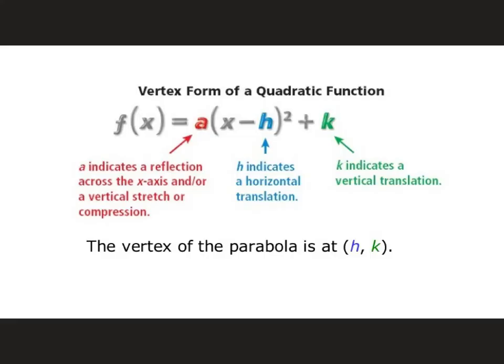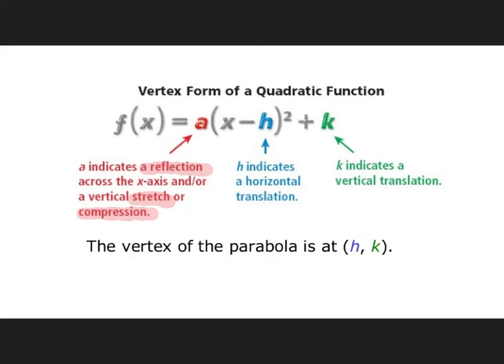All right, so next we have our vertex form. The numbers in our vertex form, these A, H, and K's, are always going to be some type of number, and it's going to tell us what type of transformation we're doing to our parent function. So our A out front tells us if we have a reflection, or a stretch or compression.